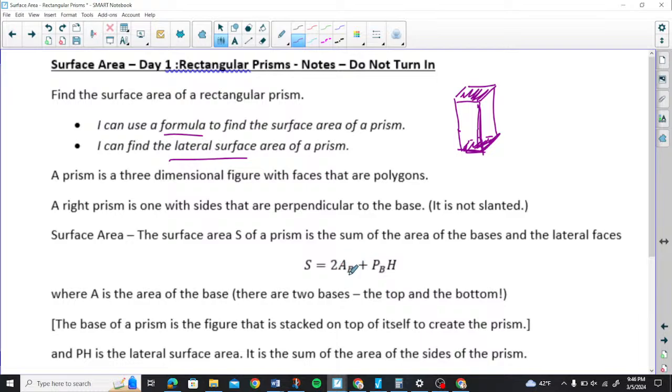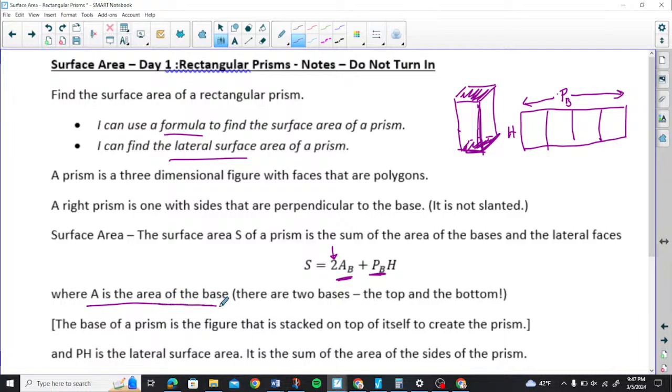And so because we have a top and a bottom, we want to double the area of one of the bases. And if I were to unfold this, so take off the top and the bottom, what we would see is 4 rectangles. This distance across here would be the perimeter of the base. And this distance here would be the height of the prism. So that's where we get P_B H, or P sub B times H.